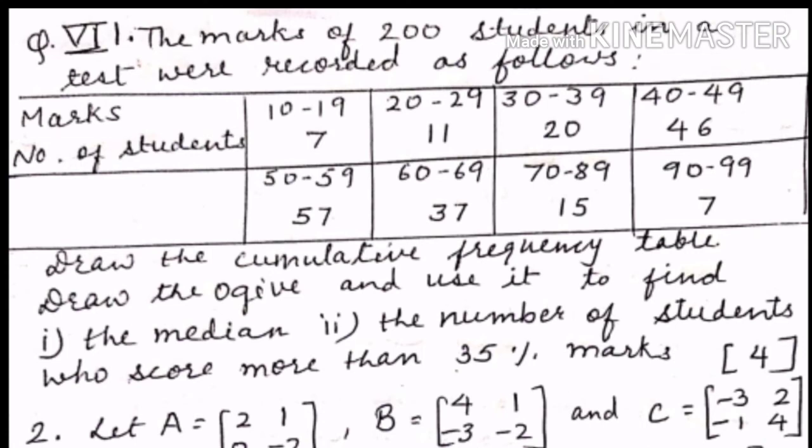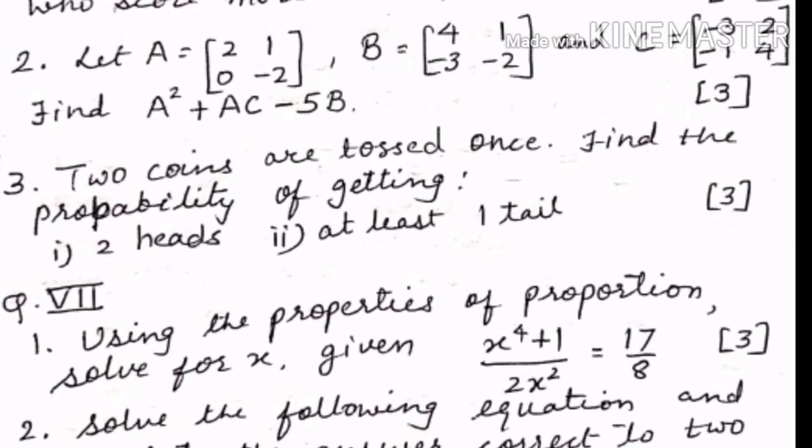Also, there is another question, that is the number of the students who score more than 35% marks. So students, the marks are on the x-axis. So from the x-axis you will take 35 and you draw the straight vertical line which you will meet at your ogive, and then again draw horizontal line. So likewise, whatever the value you find, that is the number of students who score more than 35%.